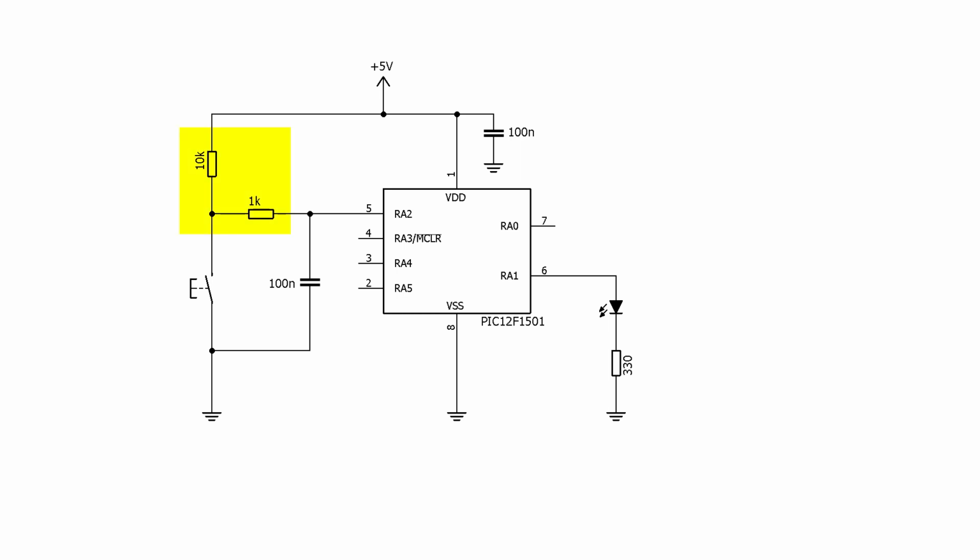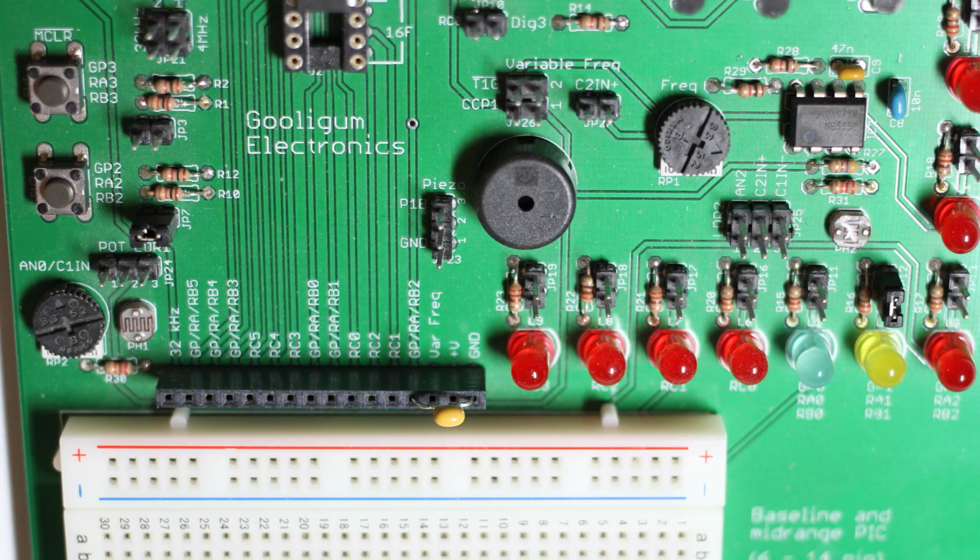We already have the resistors in our circuit, so we only have to add a capacitor. 100 nanofarads is a good value in this case, and there's a 100 nanofarad capacitor supplied with the training board. You can fit it directly between the RA2 and ground pins on the 16-pin header, like this.